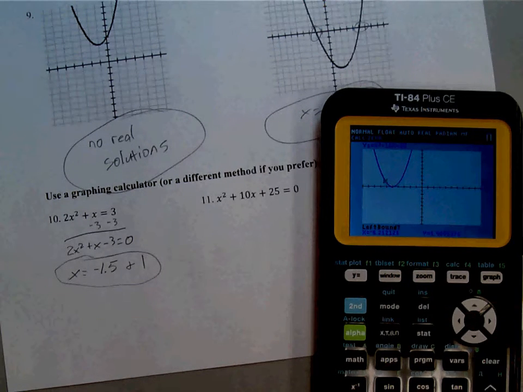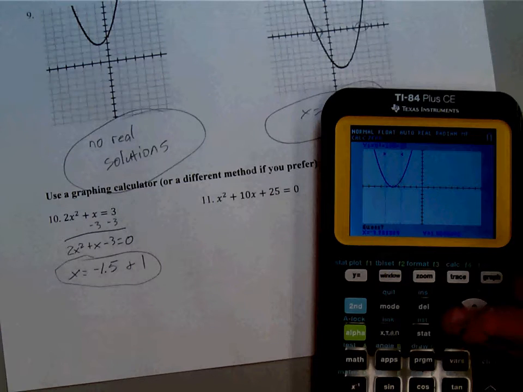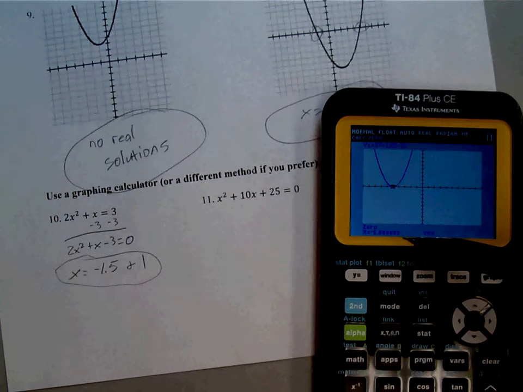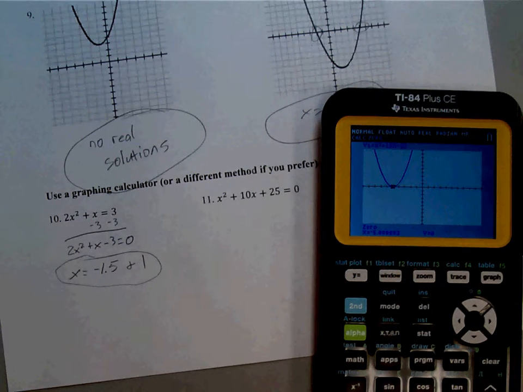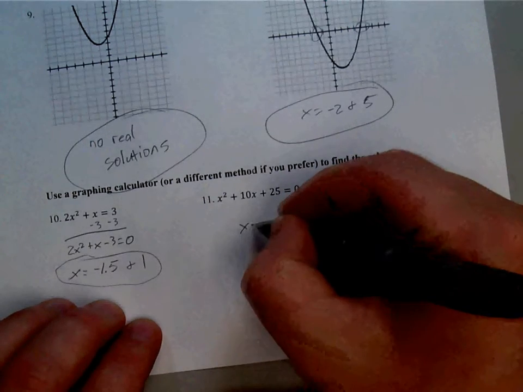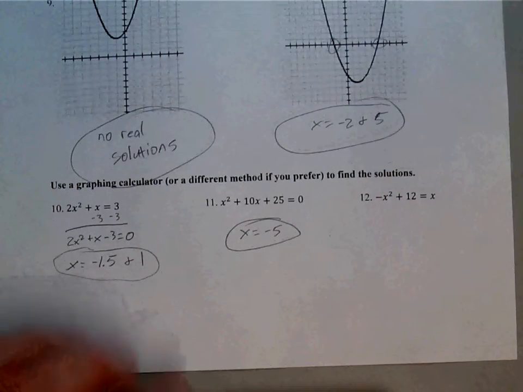I got past it, so enter. Now move back to the right. Get past the intercept. Now go back to your best guess, about there. It will tell you your answer. Now it gave me a funky decimal. Sometimes it does that, just a little bit off. We would call that negative 5. Negative 5.00003 is really negative 5. So x equals negative 5. Only one answer on that one. It's only touched it once.